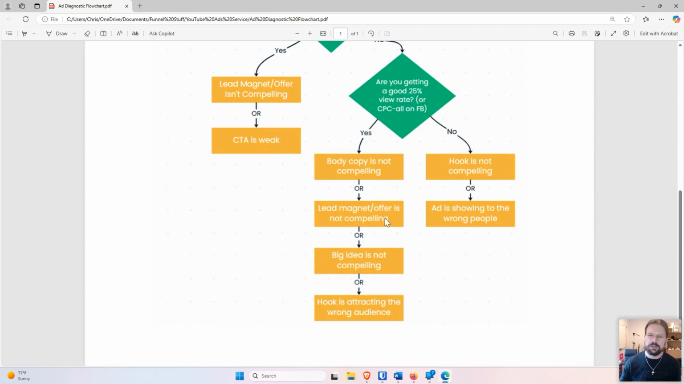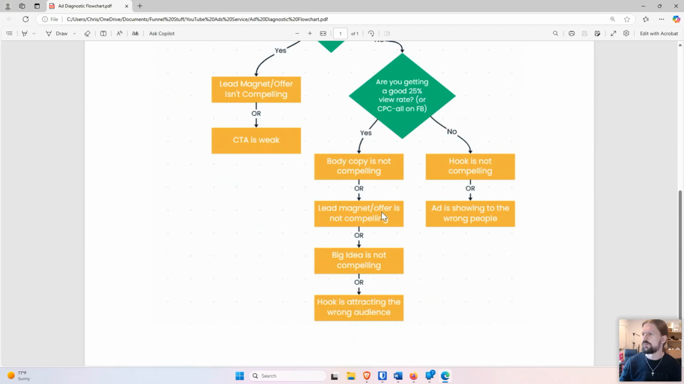I say lead magnet or offer. So a lead magnet is a free thing that you give on the front end. You say, just click here and sign up for this thing and I'll send it to you for free. That's a lead magnet. Or if it's an offer, maybe you're saying, click here and buy this thing, or click here and call this number, you know, whatever.